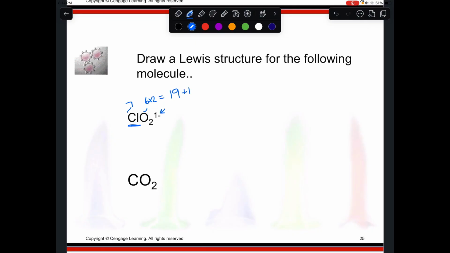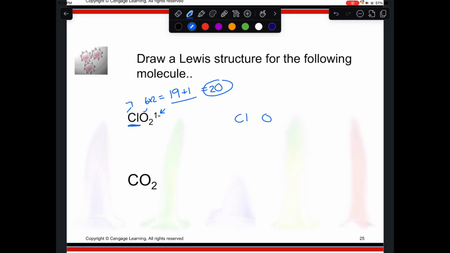So therefore we have to do the opposite of what this charge says, -1. We're going to add 1 to our total count. So this molecule is going to have a total of 20 valence. Now, a good tip is your total Lewis structure count is always going to be positive. There are a couple molecules that are negative, but we're not going to be dealing with those in this course. So if you get a negative total count, you've done something wrong.